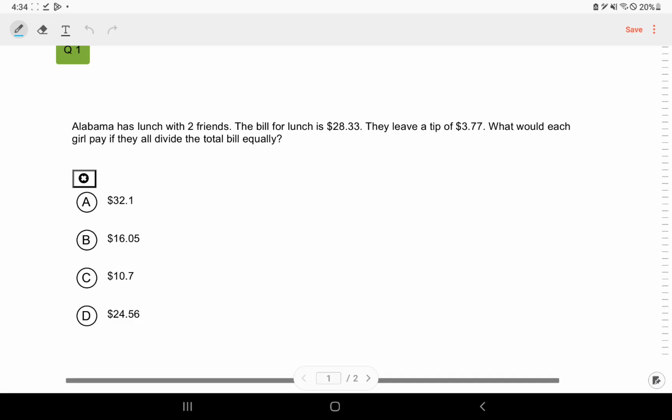So we start by adding the two amounts. $28.33 plus $3.77. Well, 3 and 7 is 10, carry 1. 3 and 7 is 10, and 1 is 11, carry 1. 8 and 3 is 11, and 1 is 12, carry 1. 1 and 2 is 3, so it's $32.10. Well, Alabama is 1, and two friends are 2, so 1 plus 2 is 3, so we do that divided by 3.